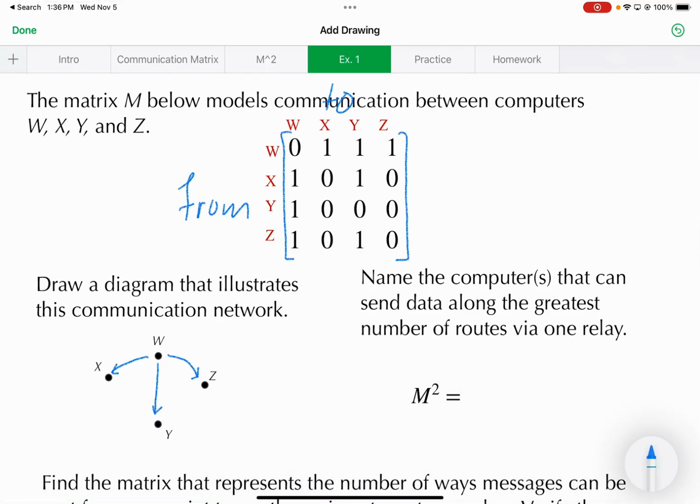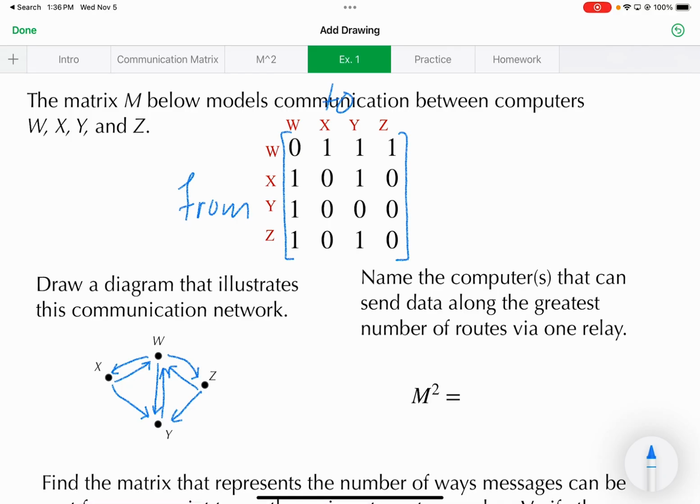I can draw an arrow from X to where? W and Y. So here, and then from X to Y. Now what about Y? I can draw an arrow from Y to where? And that's it, right? There's only one entry there. And then what about Z? Z can go to where? And then also to Y. All right, cool. So there's our diagram.